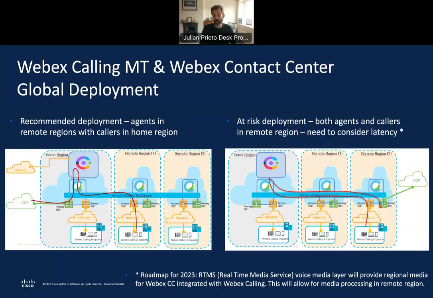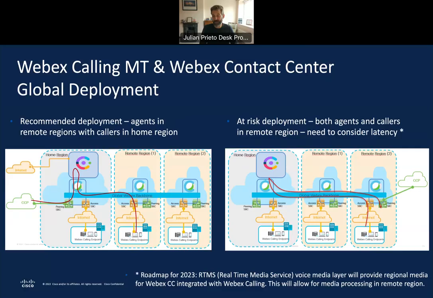What we then call an at-risk deployment, which does not mean it won't work, but you need to really consider the additional latency that is involved here, and work with the customer to determine whether this latency is acceptable or not. This at-risk deployment is when both the agents and the callers into the PSTN are in a remote region.